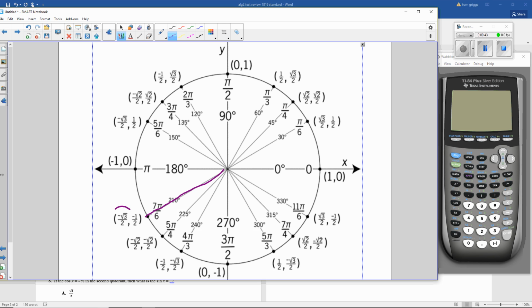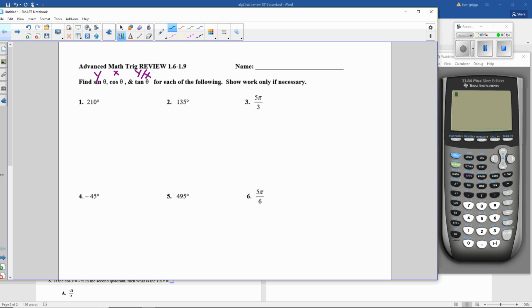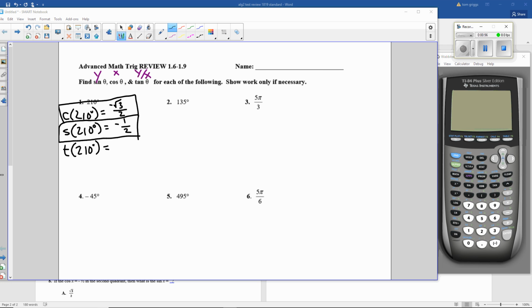And we've got our x-coordinate, so this is going to be our cosine value. And we've got our y-coordinate, so this is going to be our sine value. So there's the cosine of 210 and the sine of 210.